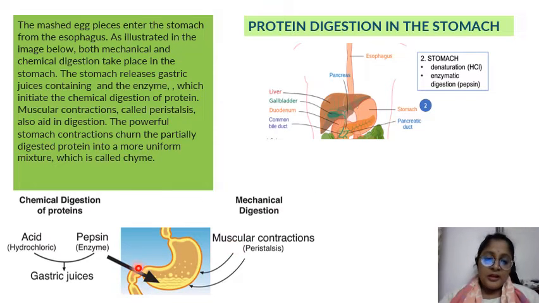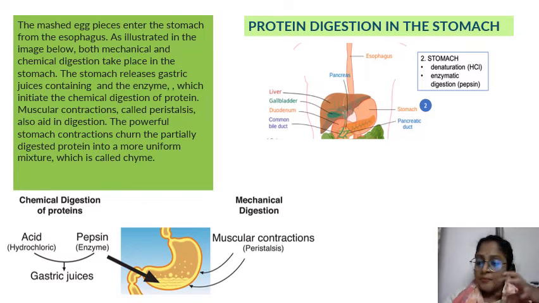Over here in the gastric juices, we have two gastric juices. One is the acid, the normal HCl, and the other is pepsin. They initiate the chemical digestion of the protein, and along with that there is mechanical digestion, where there is peristalsis. So both peristalsis, this churning within the stomach, along with the gastric juices, the action of the HCl, we are coming next to the action of the HCl.